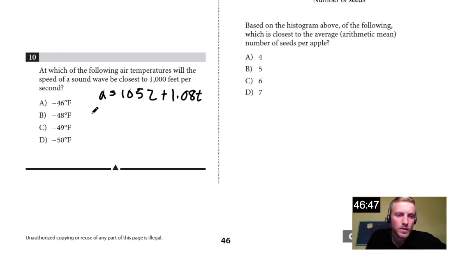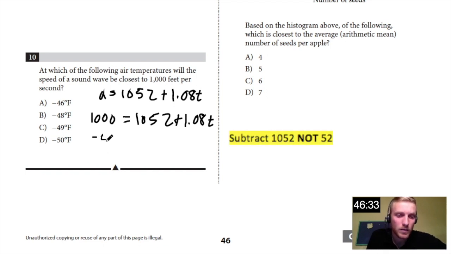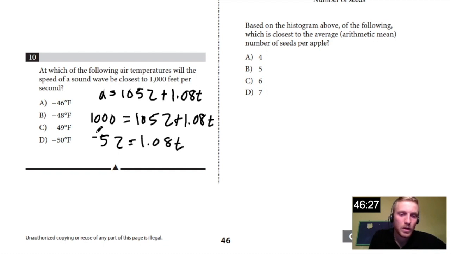Okay, so let's substitute 1,000 in for A. 1,000 is equal to 1,052 plus 1.08t. So subtracting 52 from both sides, that's going to give negative 52 is equal to 1.08t. Good, and all of our answers are negative, so it's looking like we're on the right track.